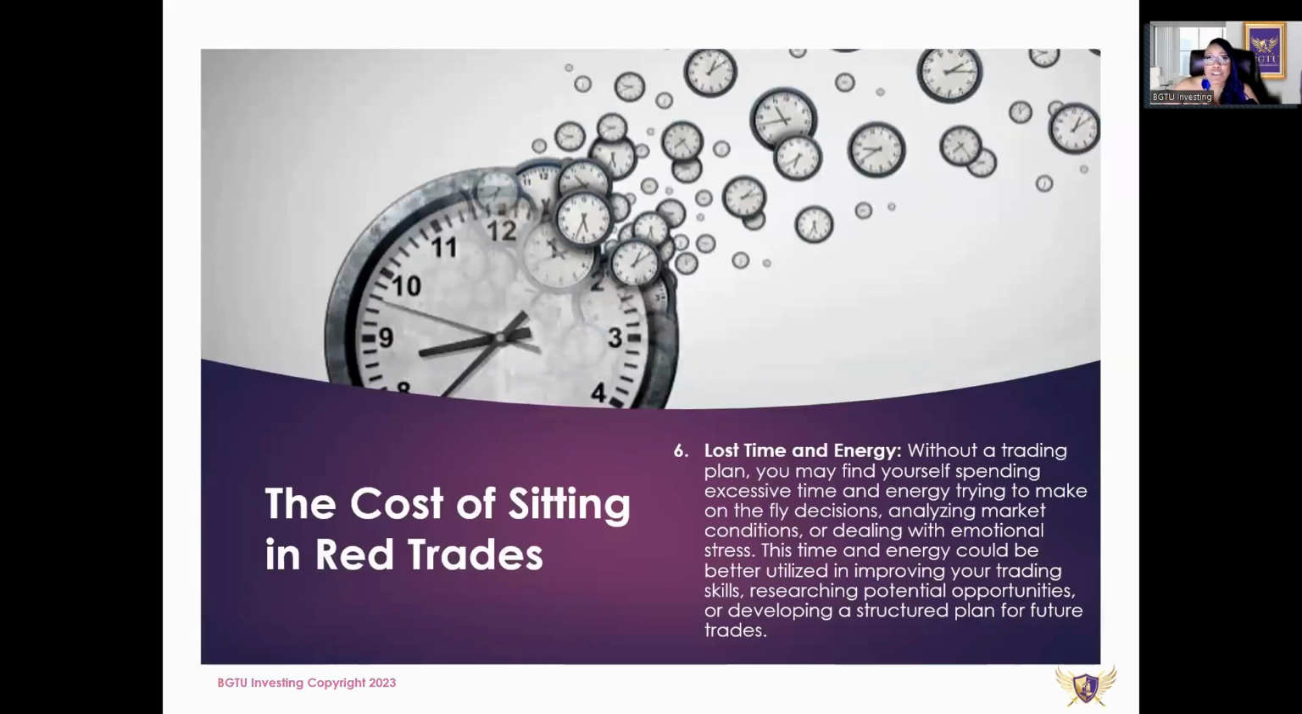Number six, lost time and energy. It is exhausting trying to manage a red trade, period. Without a plan, you find yourself spending excessive time and energy trying to make on the fly decisions, which we know in the stock market, on the fly decisions rarely work out in your favor. You're trying to analyze market conditions, deal with emotional stress. The time and energy could be better utilized on trades that are going to make you some money versus sitting in this red trade trying to figure out what you're going to do. So the time and energy you're spending to try to manage this red trade, you could be spending in a green trade.